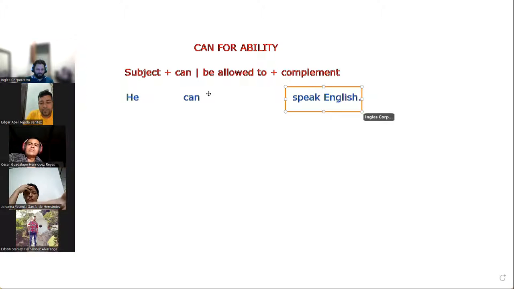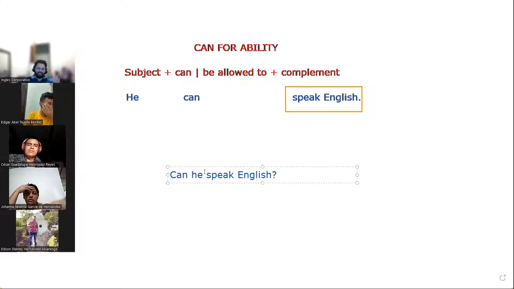For example, somebody could say, you know, can he speak English? And this is a very good example, guys, because I want you to understand something. What if somebody asks, guys, if this person can speak English? No, can he speak English? Is this ability or is this permission? It's ability. Permission. All right.